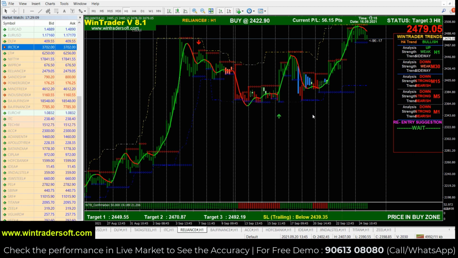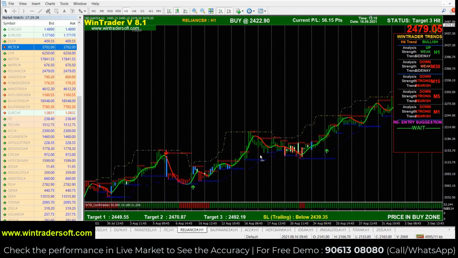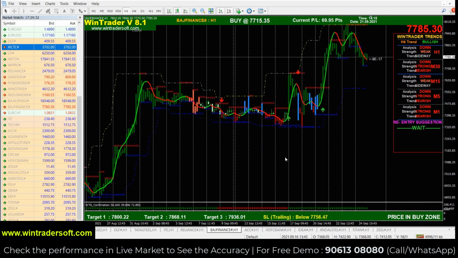This is the Reliance chart. Reliance had a good performance last week, because the buy signal was generated on 16th of September. So we get the buy at 2422.90. All the targets are achieved. It's almost 56 points in profit after the signal. It's coming with the same sell, the previous sell signal here and the buy here also. The previous trends are very positive.